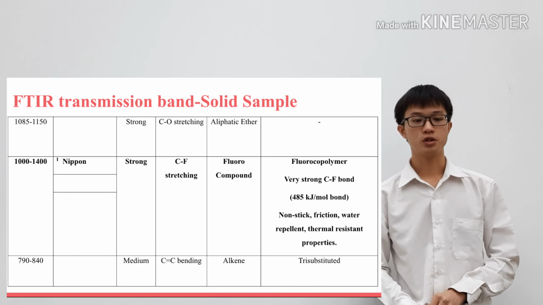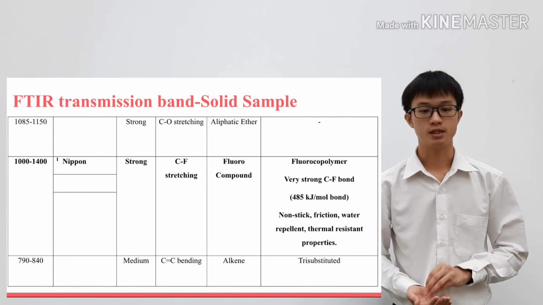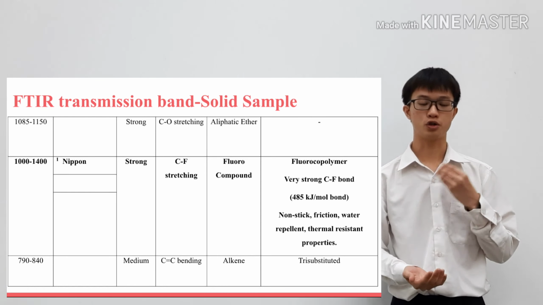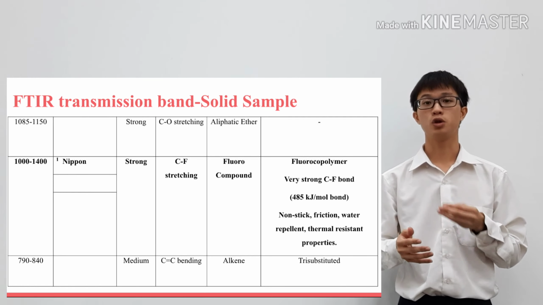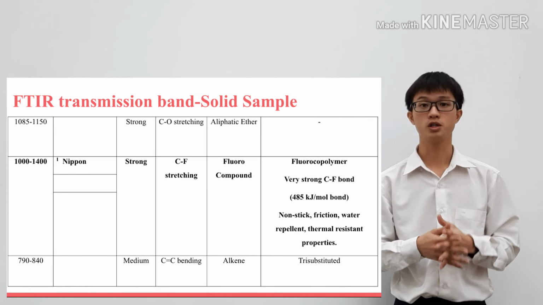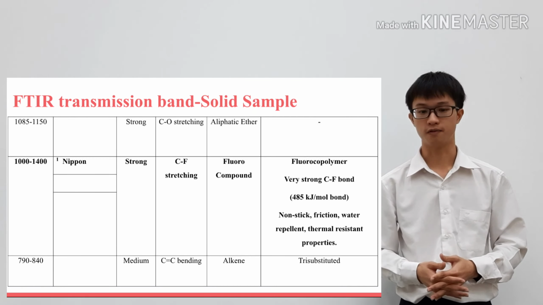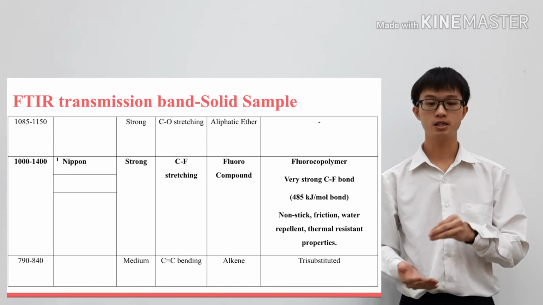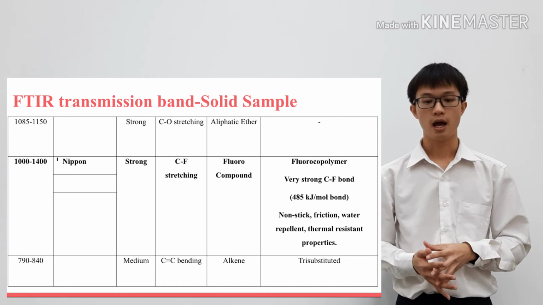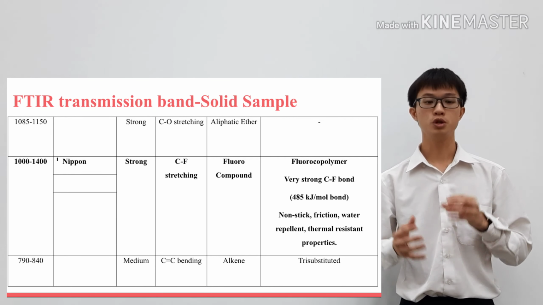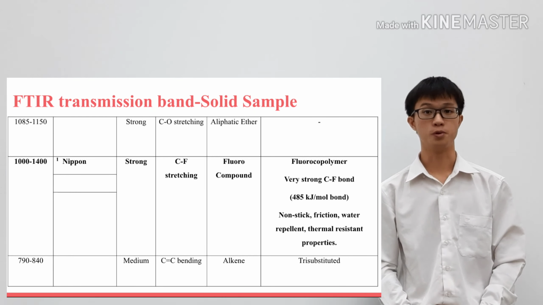So in the range of 1,000 to 1,400, only Nippon Paint has this bond, which is C-F stretching, and C-F is actually contributing to fluorocopolymers. The C-F bond is actually a very strong bond. It's one of the strongest bonds in organic chemistry, and it has a bond energy of 185 per mole of bonds, and this bond is contributing to the non-stick property, thermal resistance, and water repellent property. So which is why Nippon Paint is amongst the most special one in all of these three paints.